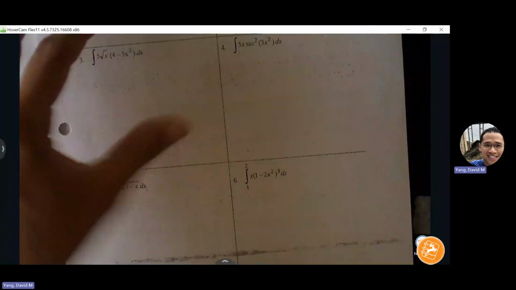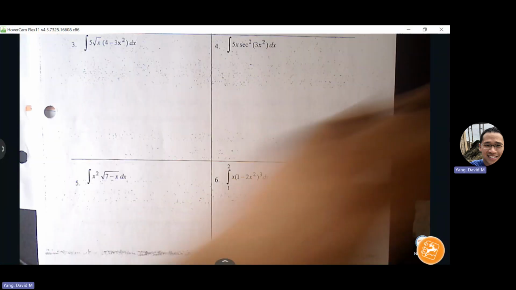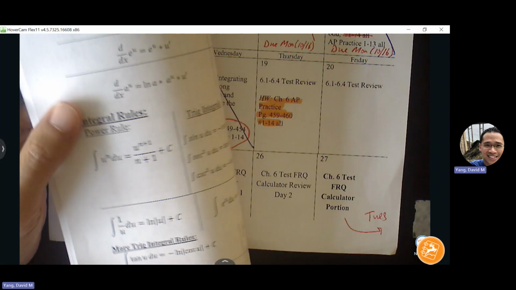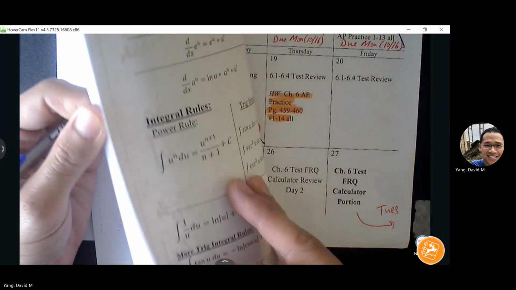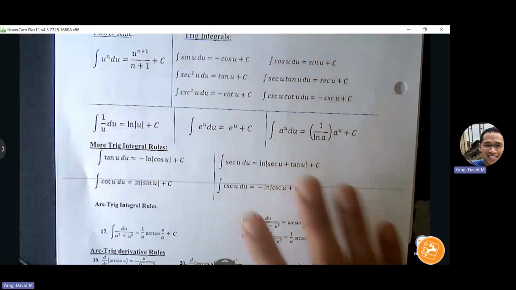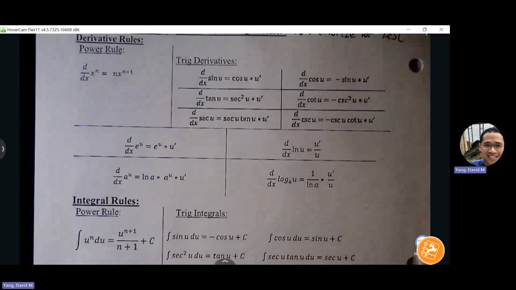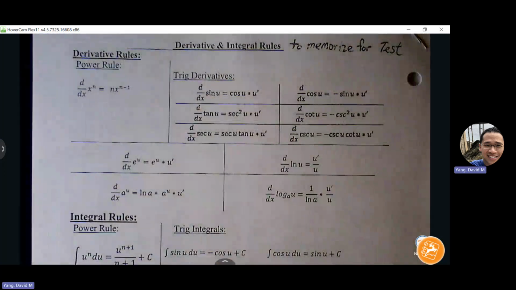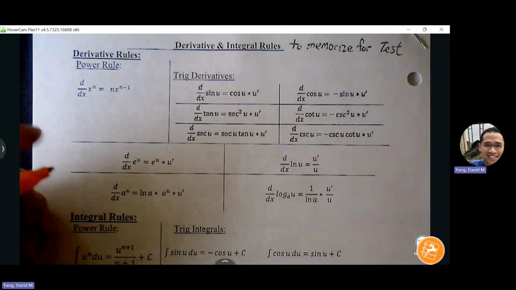So let's talk about the packet here. Let me first start off by going to the very back. I want to highlight the rules because these are all the rules, but I want to just highlight the ones that I want to focus on. And these are also the most important ones.